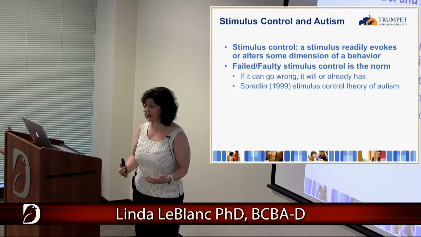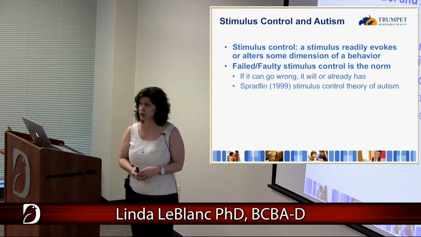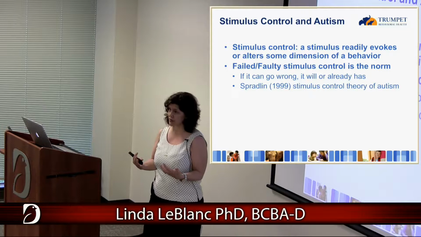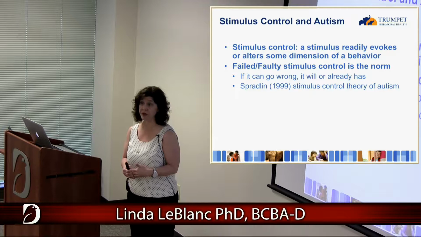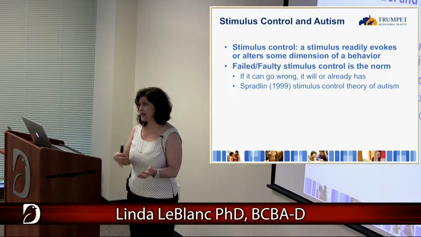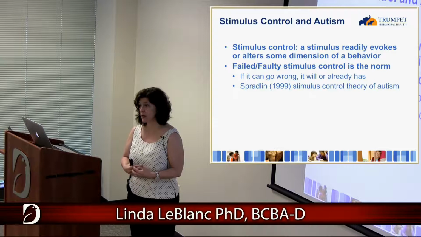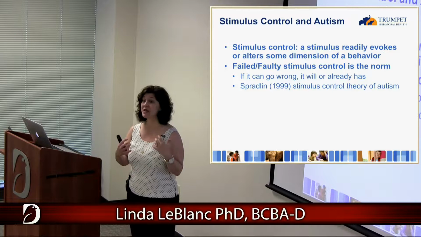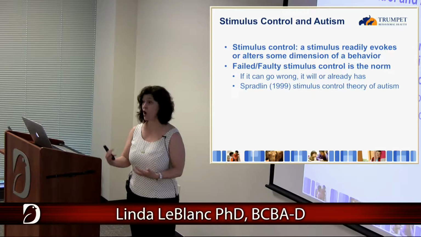So this is so pervasive that Dr. Joe Spradlin in 1999 wrote a book chapter that describes what he refers to as the stimulus control theory of autism. His notion is that all of these core deficits and kind of excessive behaviors that we see in autism can be brought back conceptually as the reason they occur is because of stimulus control failure and stimulus control for the wrong kinds of things. That's really the core deficit for a child with autism.